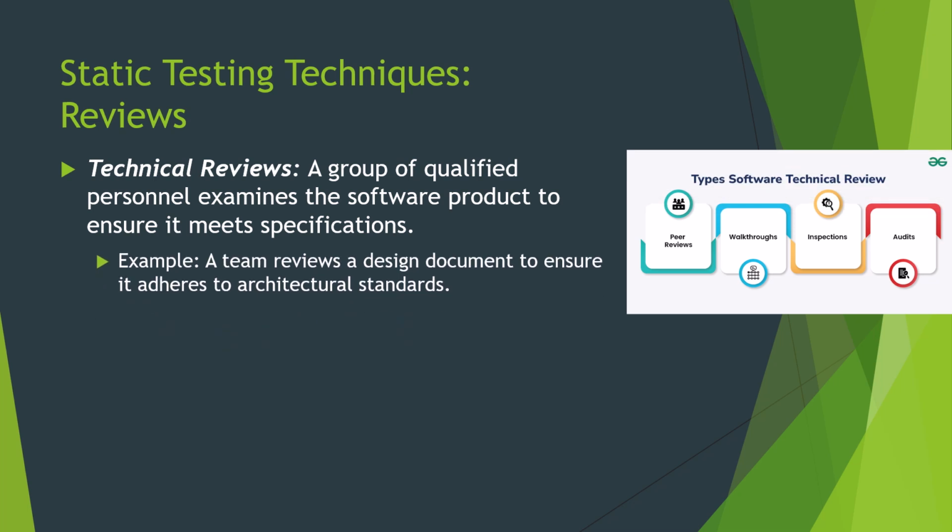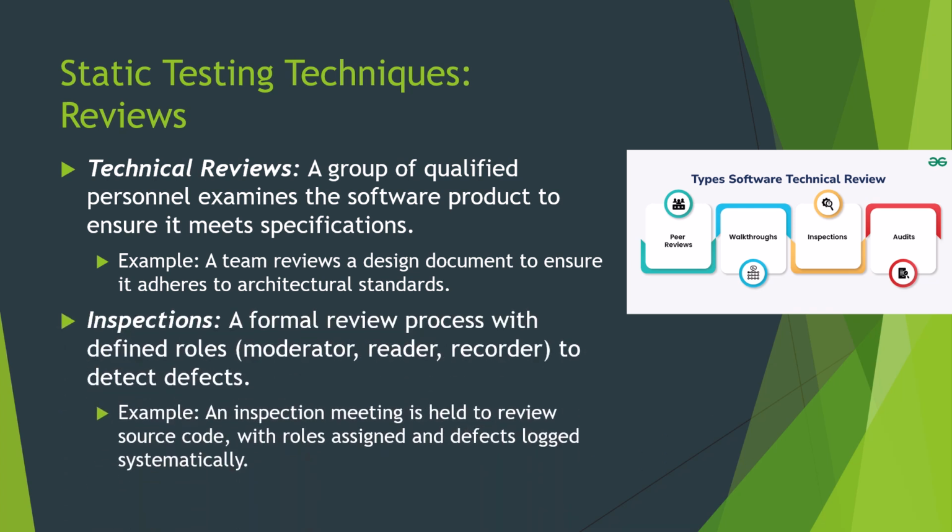More review techniques include technical reviews. A group of experts check things like design documents to make sure they follow the right standards. And the second one is inspections. This is the most formal type. Roles like moderator and recorder are assigned, and defects are tracked in a structured way.